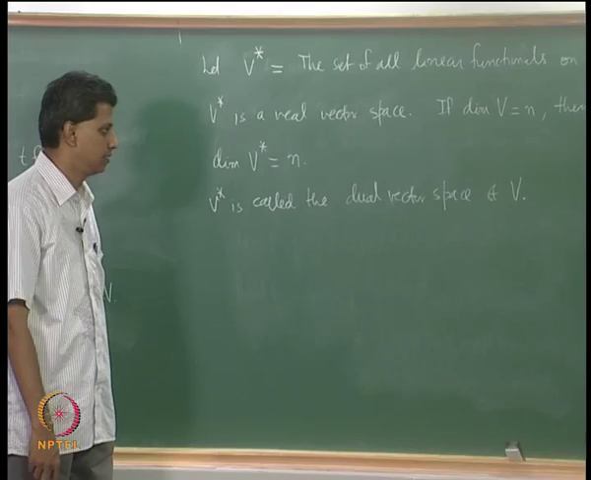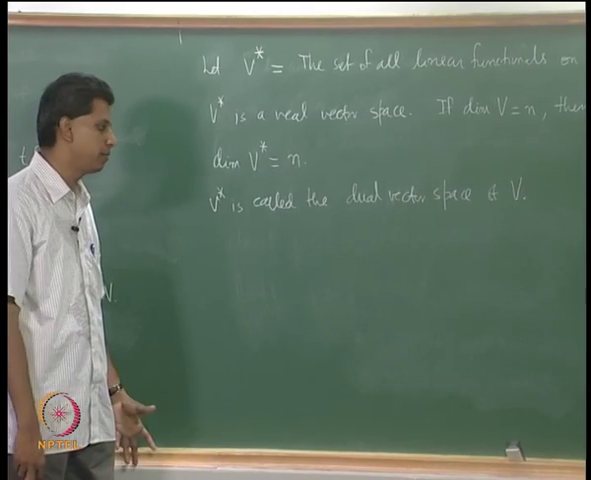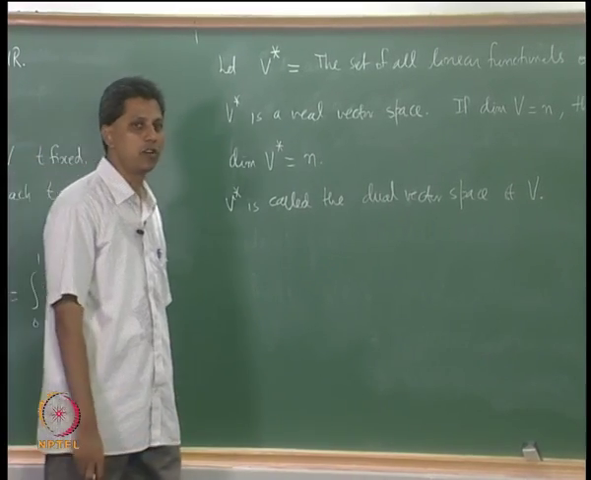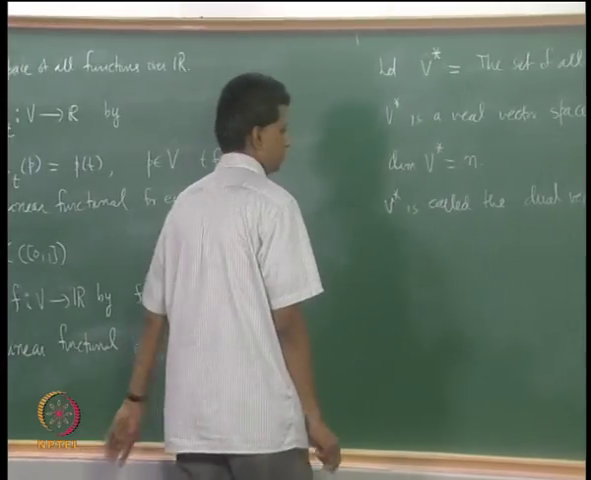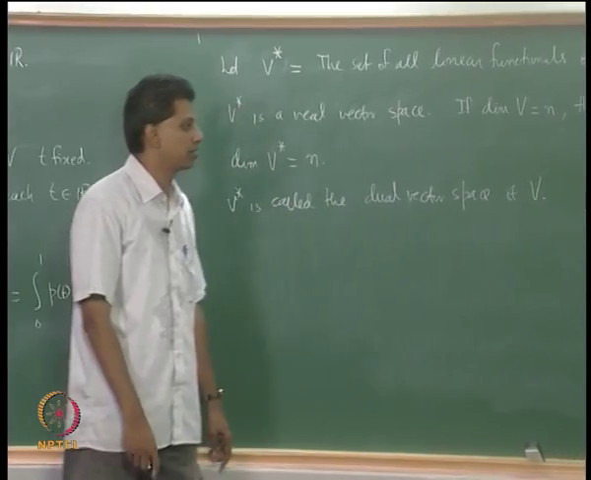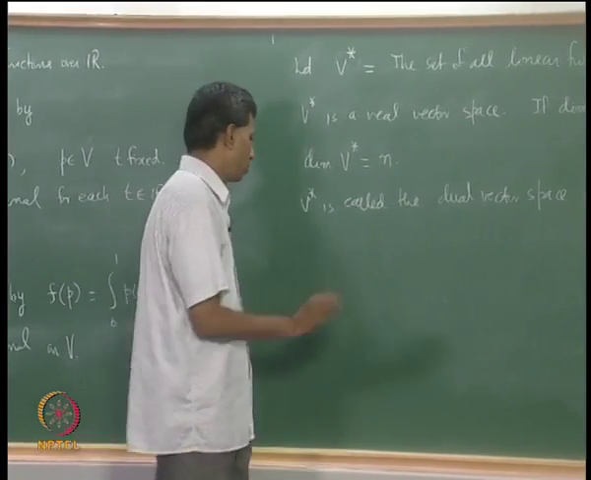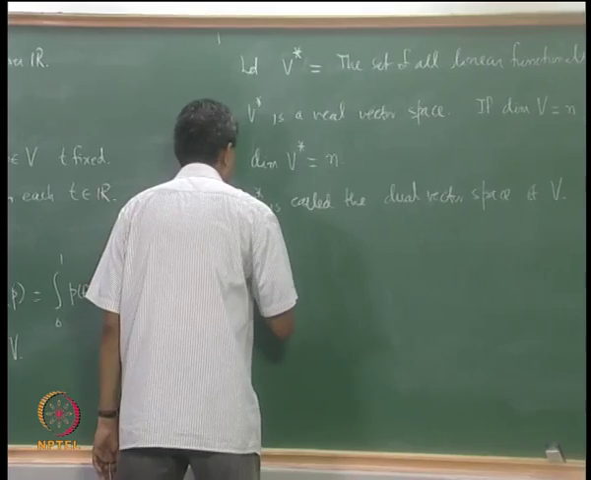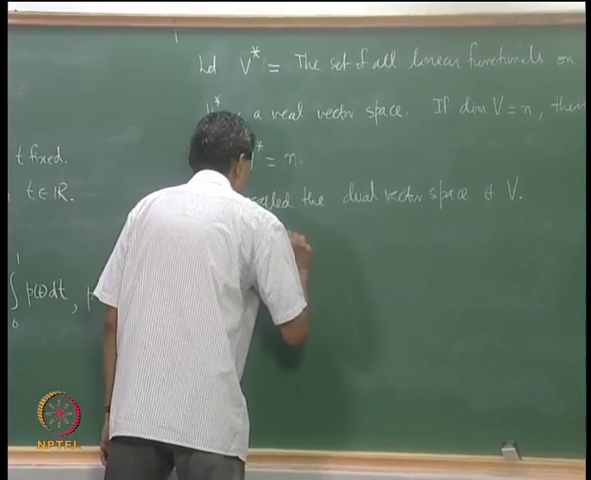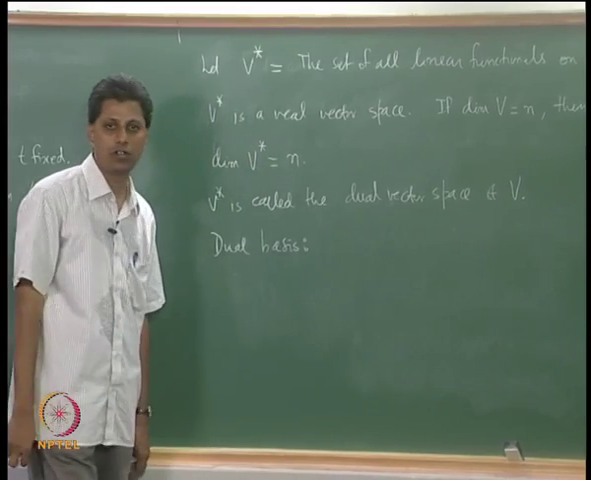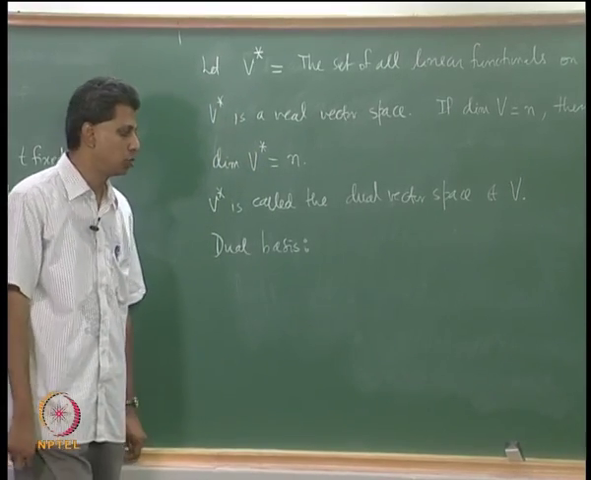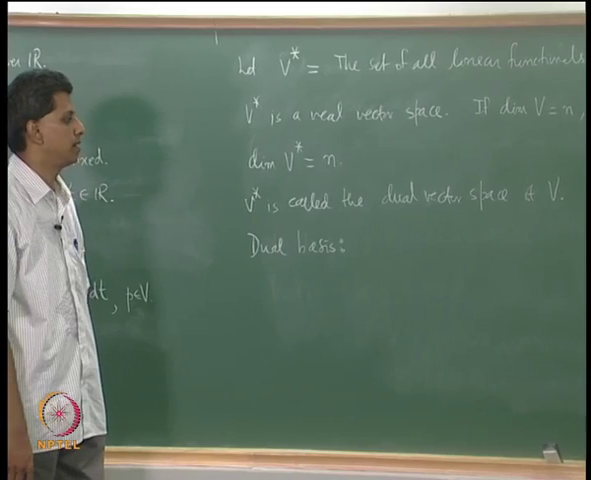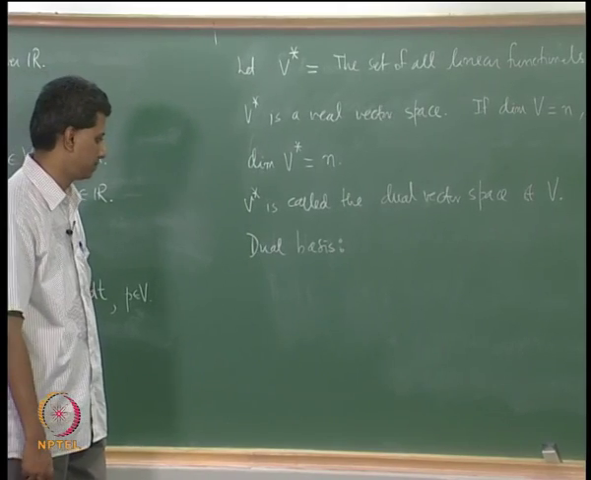The answer is yes. Given a basis of V, there is a natural basis that one could associate with V star. That basis will be called the dual basis. Okay, that was one of the topics that I had written down. So how to determine the dual basis? We would like to discuss the notion of a dual basis, the notion of a basis of V star dual to a basis of V.